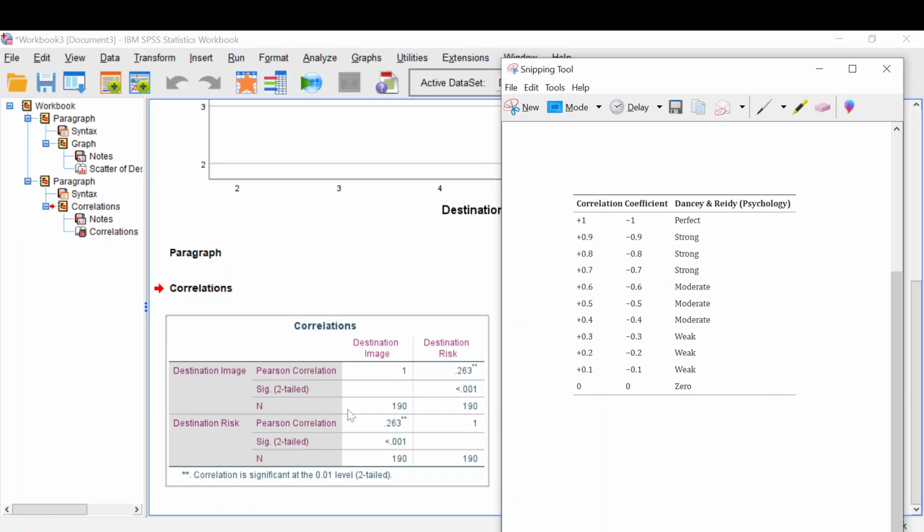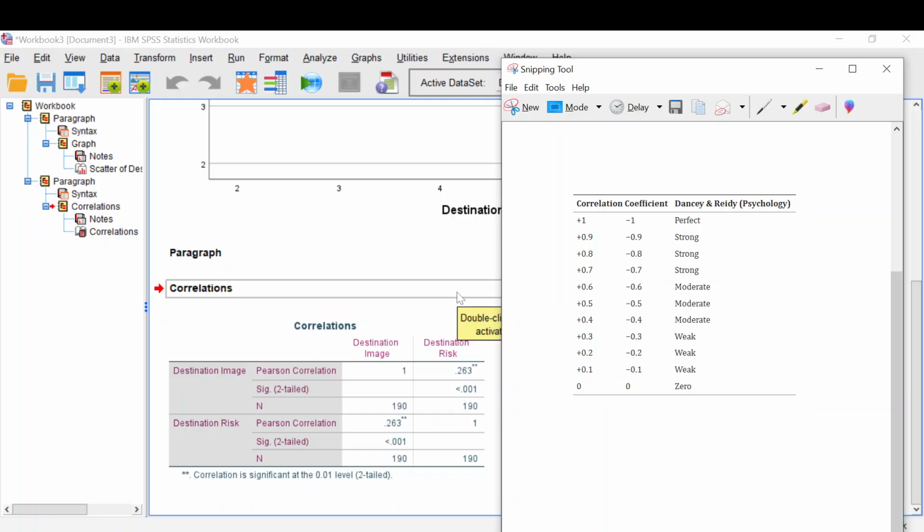You'll also notice that from the middle point of this table and down, the values are just repeated: 0.263, 0.263, 1, 1, less than 0.001, less than 0.001, and 190, 190, right? The reason is that we have image compared to risk here, and then risk compared to image here. So it's just repeating the same information, and you can just focus on the top half of this table.